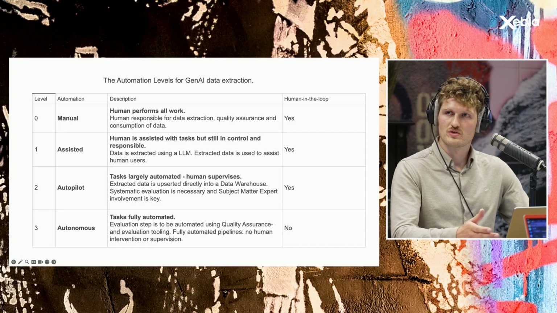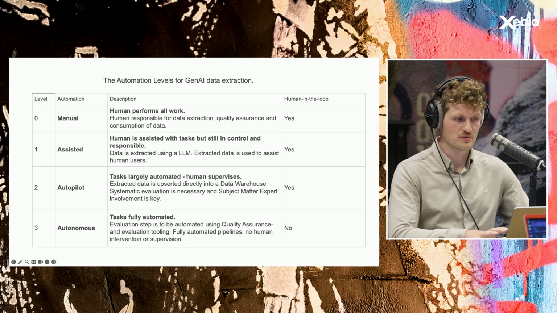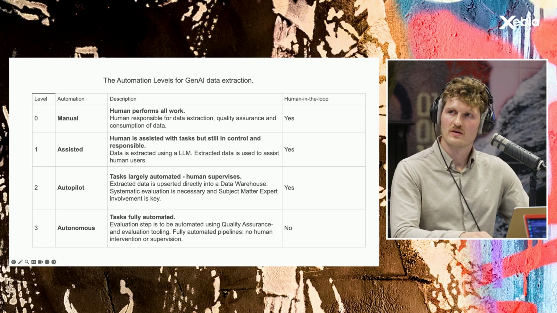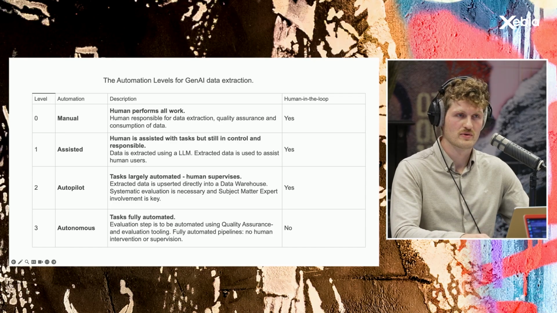Yeah, for sure. So we have talked about a couple use cases, so we can see that some use cases we try to tackle in a varying level of automation. So let's pull up this table. So here we can see that we have 4 levels of automation. So level 0, no automation, right? Manual. The human performs all work. Whereas in level 1, we have the human assisted with tasks, but still in control and responsible. So that's assisted. So still the human in the loop.